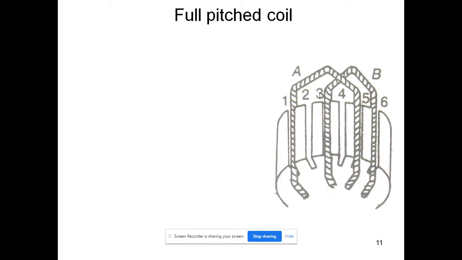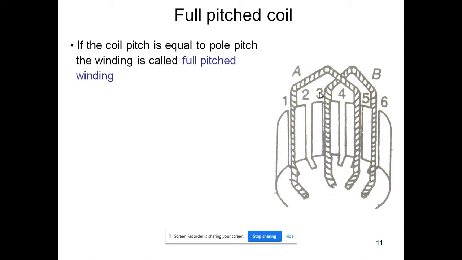Now let us see the other important term, that is full pitched coil.